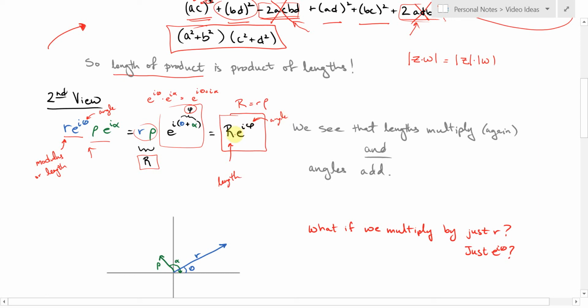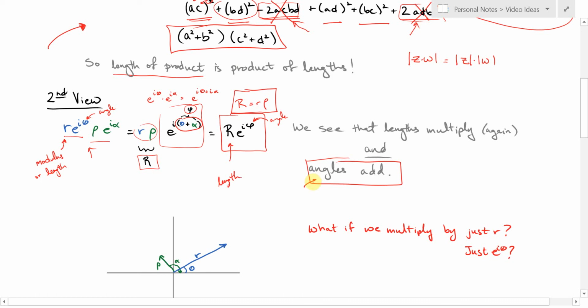Okay, so what we've just seen is that the length of the product is equal to the product of the original lengths. And also, the fact that this angle here is the sum of these angles, we see that the angles add. So the lengths multiply. We see that again this way. This time we see something even stronger. We see that the angles add.